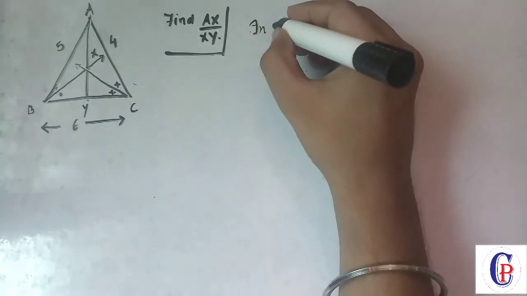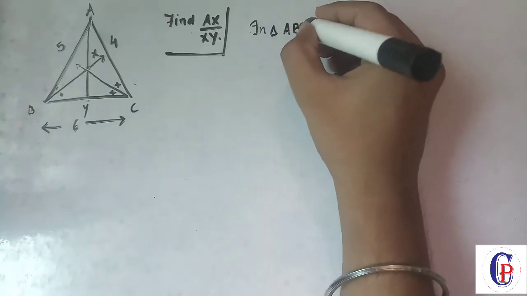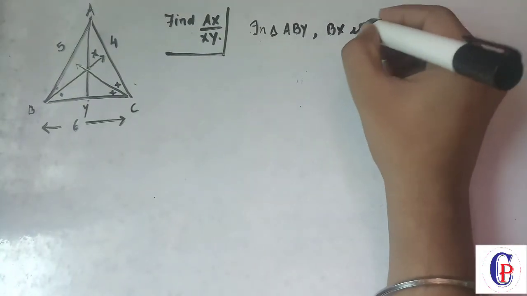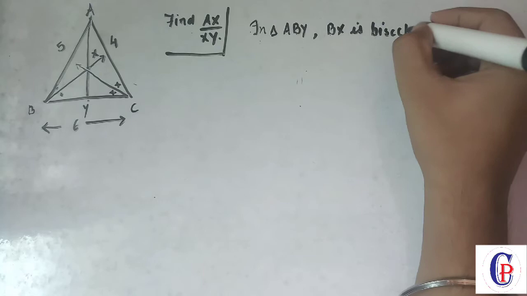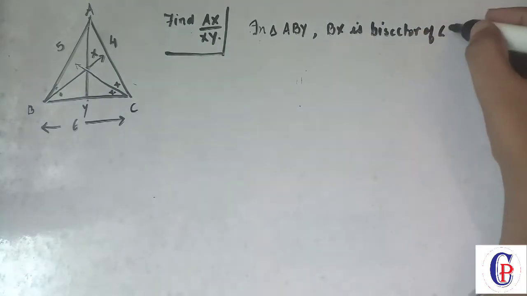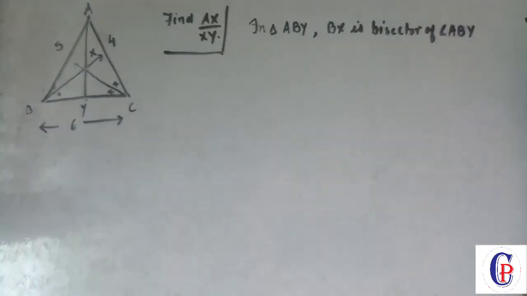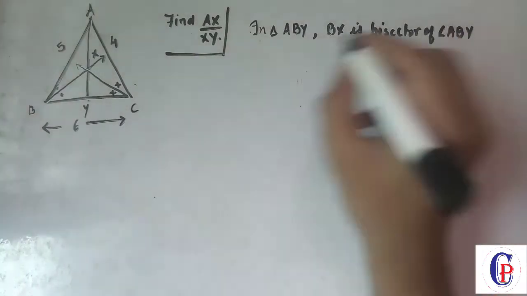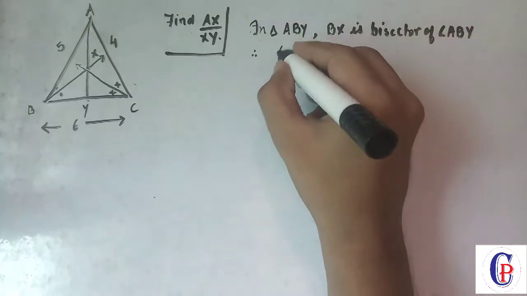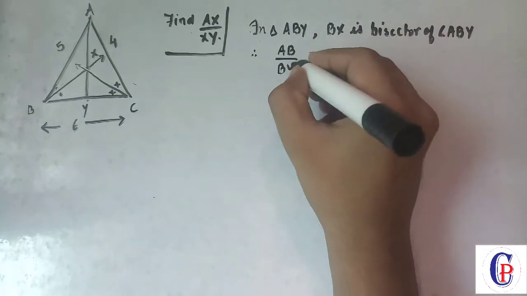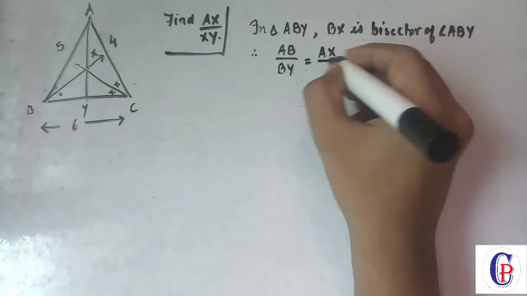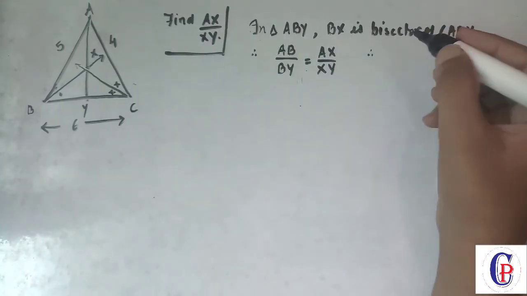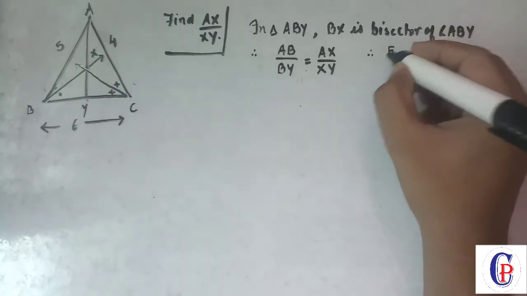So we will say that in triangle ABY, BX is the bisector of angle ABY. If any ray is the bisector of any angle in a triangle, we say that therefore AB upon BY is equal to AX upon XY. We have discussed all this before. There is nothing new in this.